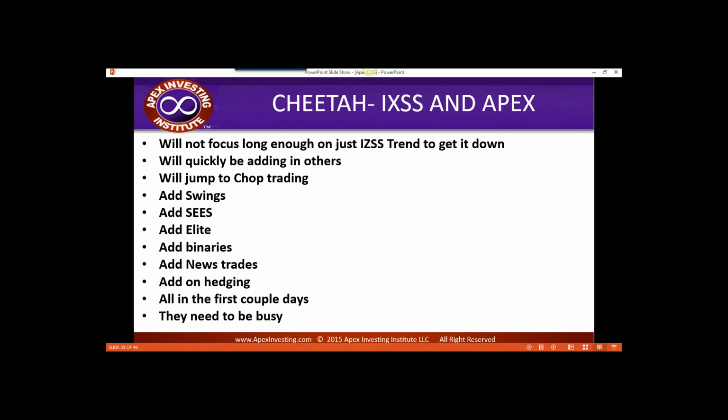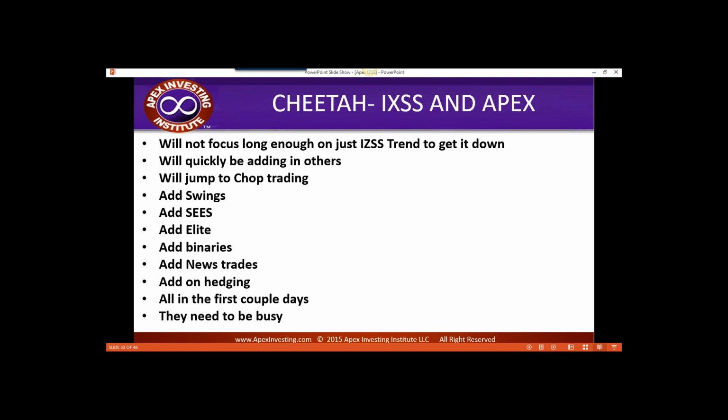You'll immediately add in chop trading with Eyes on Sharpshooter, and you're going to add in swing trading, and Seize trading, and the Elite pattern trading, and you're going to try these binary systems, and add in 5-minute binaries and these news trade iron condors, and ooh, that hedging, I'm going to do that. And you'll do all that within like the first couple of days of being with Apex, because you need to be busy day and night, all morning, all day, all night, all overnight. You'll add all those things in just a couple of days, or even in just the first week. And that might sound crazy, but I see people do it all the time.